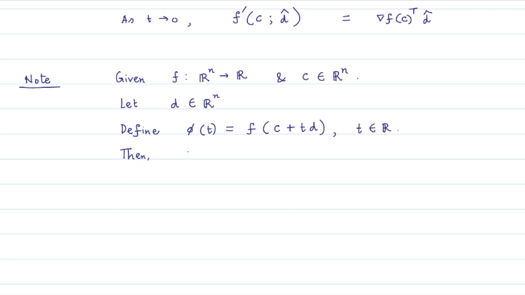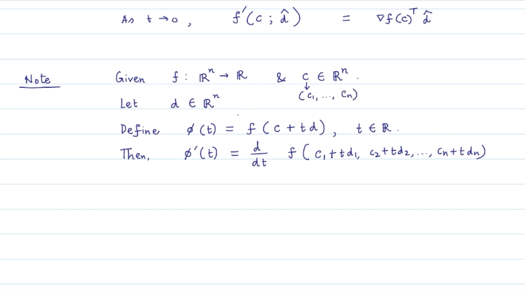Then we notice that the derivative of the function phi at a general t is given by the derivative of the function f, where the arguments are c1 plus td1, c2 plus td2, till cn plus tdn, where c1, c2 till cn are the components of c and d1, d2 till dn are components of the direction d.